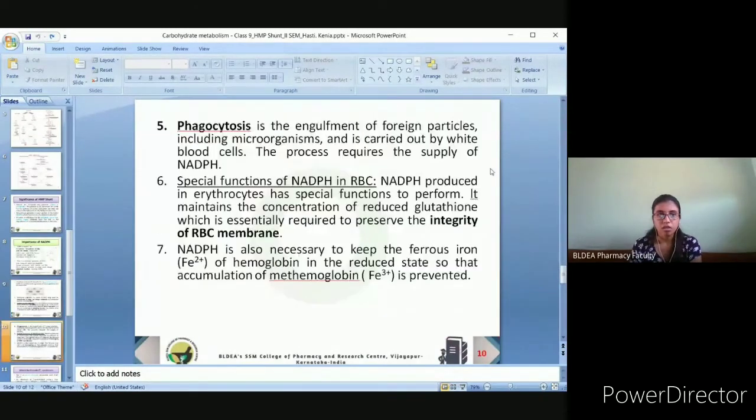Okay, so next is phagocytosis. We very well know that phagocytosis is the engulfment of foreign particles and degradation of microorganisms by engulfing them. Now phagocytosis requires energy, right? For engulfment also energy is required. Hence the energy is supplied in the form of NADPH. Here the role of NADPH is to supply the energy for the phagocytosis process. Another role of NADPH is that it tends to maintain the integrity of RBC membranes.